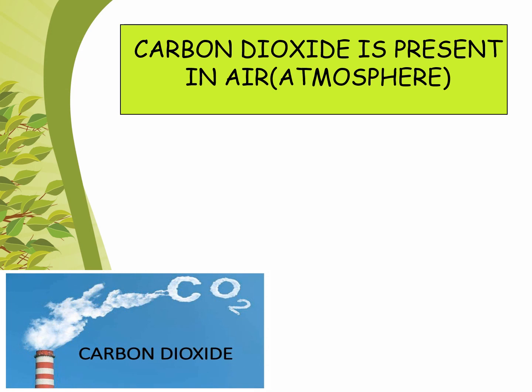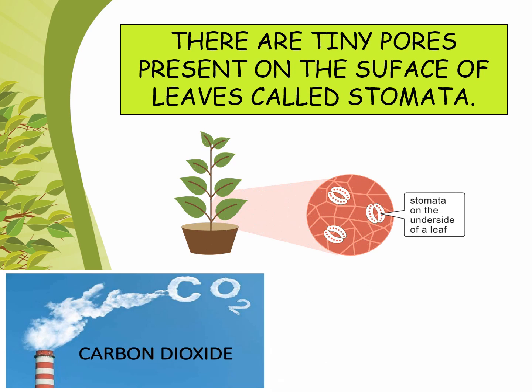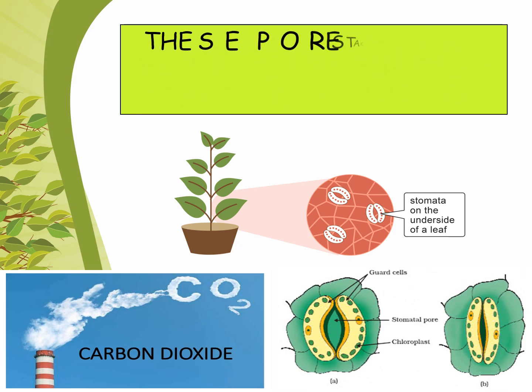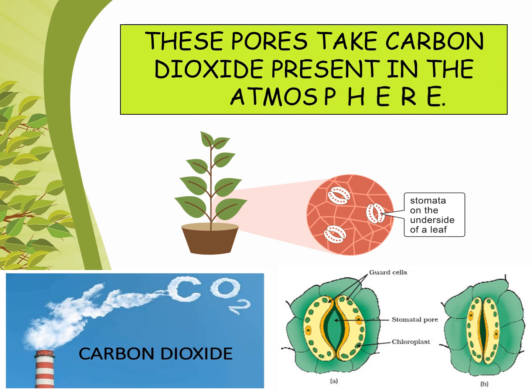Carbon dioxide is present in air. There are tiny pores on the surface of leaves called stomata. These pores are surrounded by guard cells. These pores take carbon dioxide present in the atmosphere and make it available to leaves.